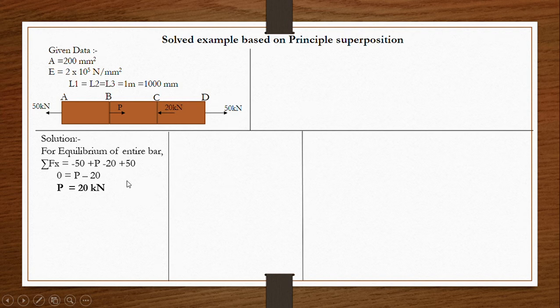So the method is, keep in mind that the force which is going to the left-hand side will be negative, and the force which is going to the right-hand side will be positive.